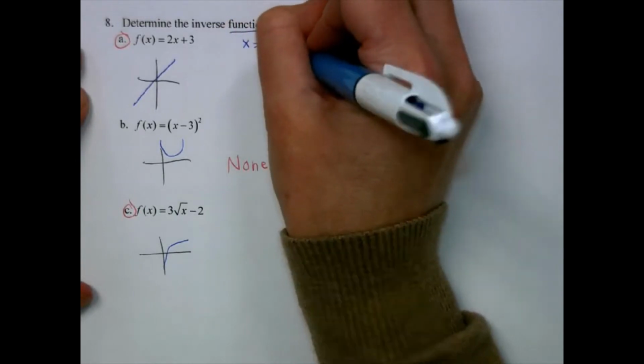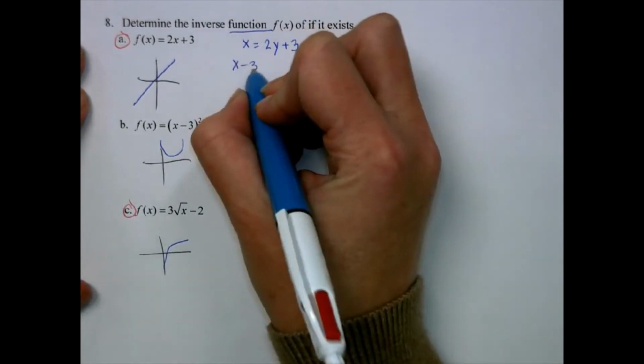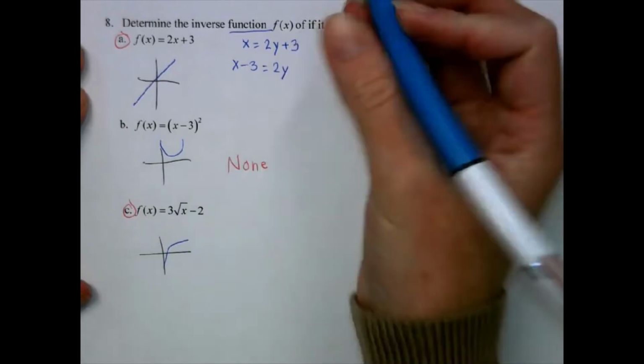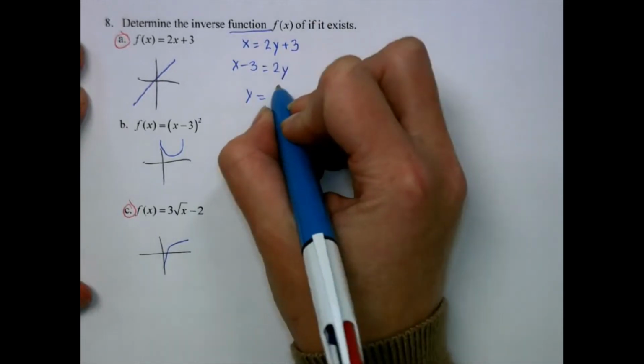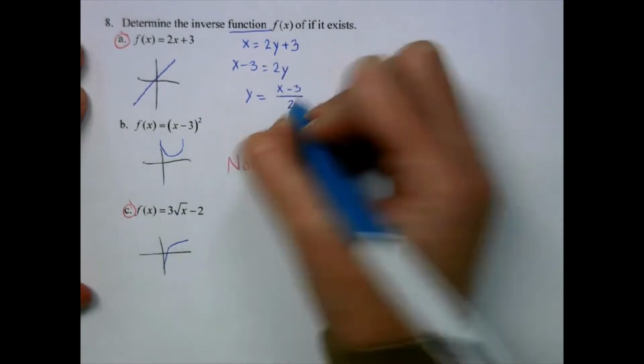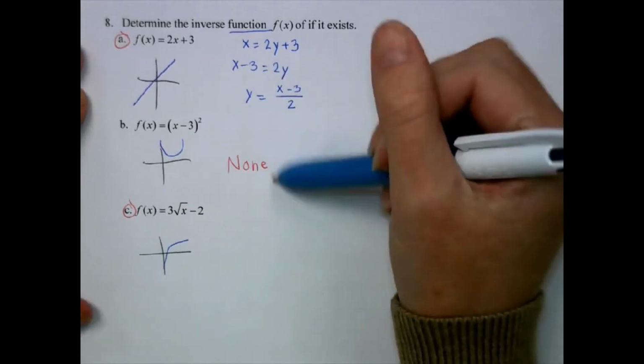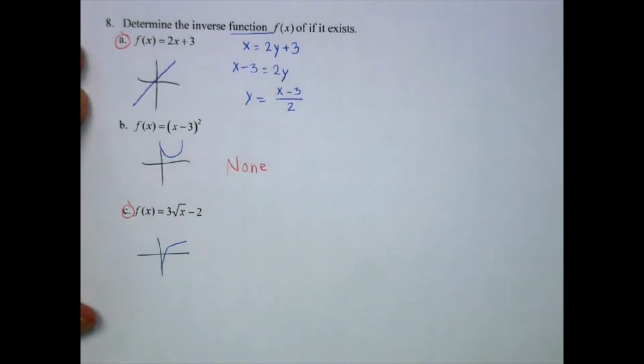So x minus 3 equals 2y. So my inverse is going to be x minus 3 over 2. And that might be presented as 1/2 x minus 3/2. Again, you just have to arrive at the right answer.